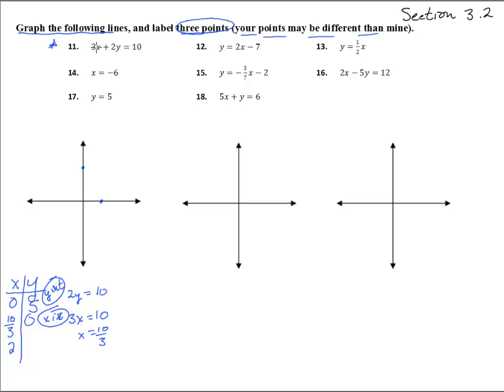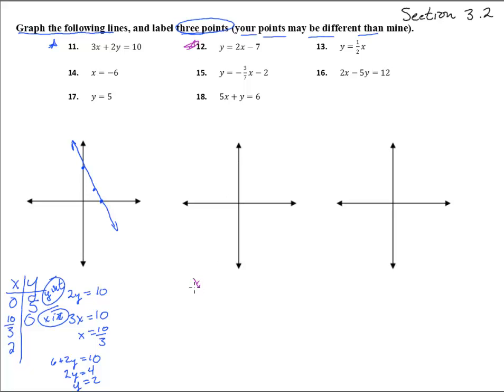Stick in 2 there, and we get 3 times 2 is 6, plus 2y equals 10. Subtract 6, and we get 2y equals 4, y equals 2. So 2, 2, right there. And you can kind of see where it goes. There's our line. Good.